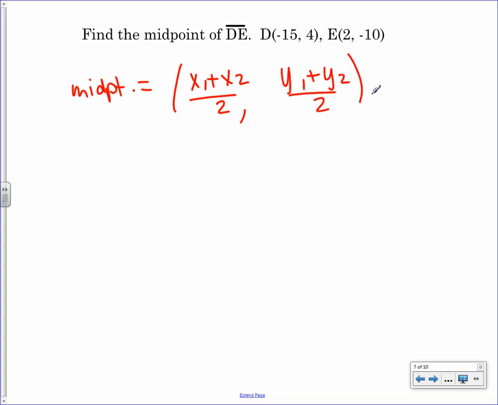Okay? What am I going to call negative 15? x1. What about the 4? y1. The 2? x2. And the negative 10? y2. So I'm just going to substitute. Again, I'm going to average the x's, average the y's. So I'm going to take negative 15 plus 2 over 2, comma, what?